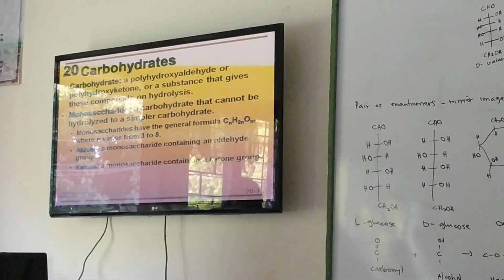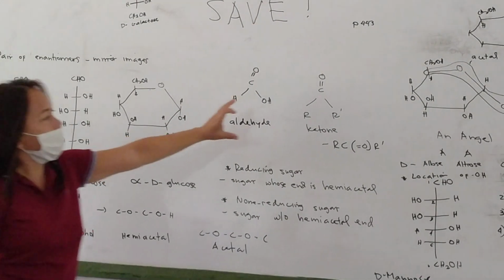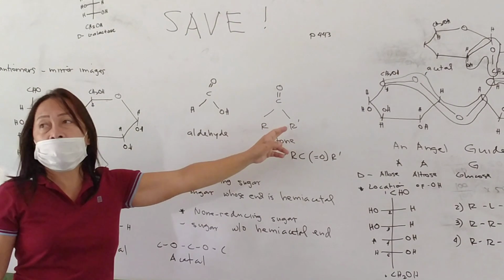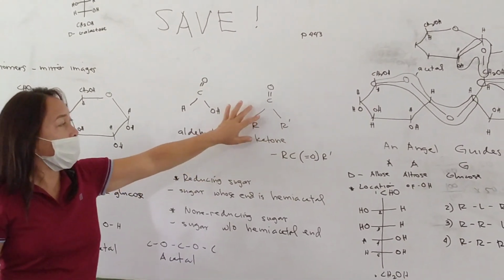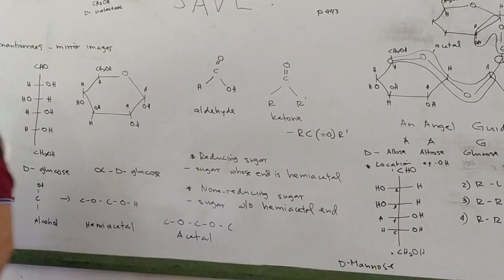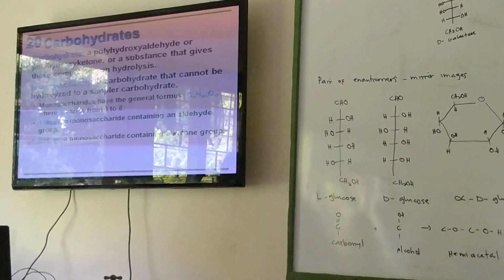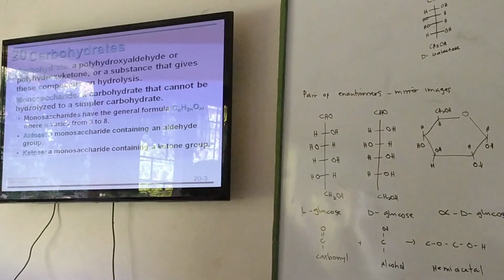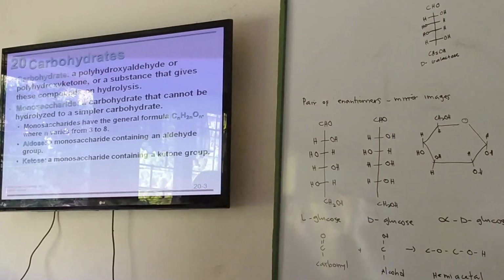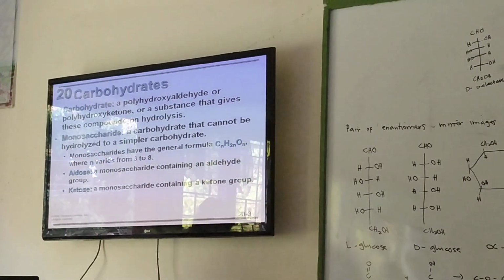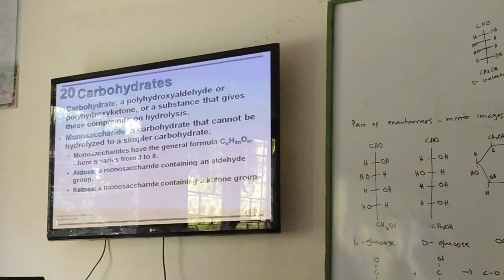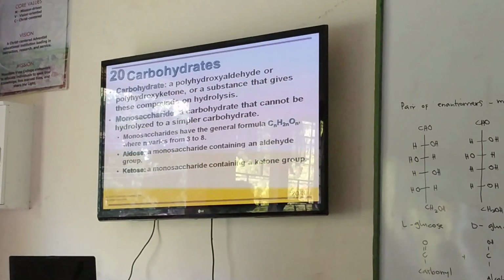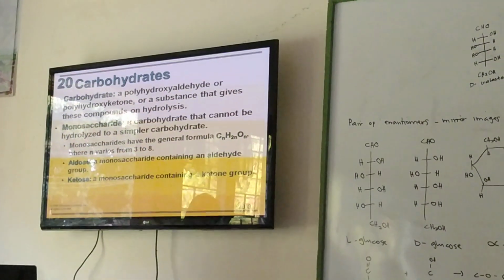Or, it could be polyhydroxyketone. So you have this structure, ketone, C double bond O, you have the R and R sub 1. R stands for radicals. So any radicals would bind with this and the other one, so that is our ketone. So our carbohydrates are made up of several structures of aldehydes and ketones, of course with the OH. That gives these compounds on hydrolysis. Now, when you say hydrolysis, hydro means water, lysis means splitting. So there's splitting of water.